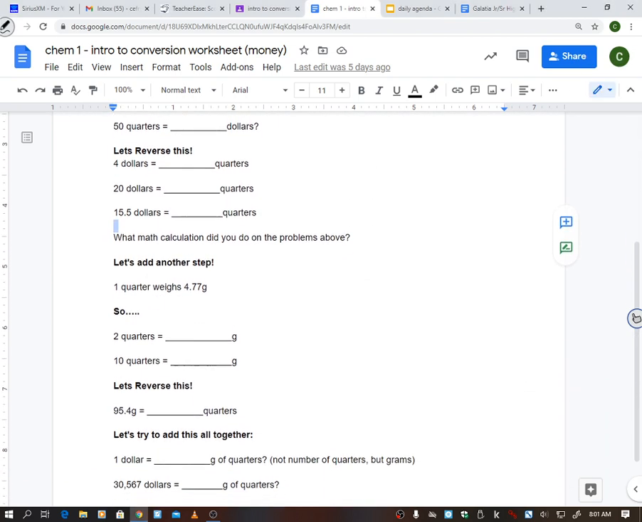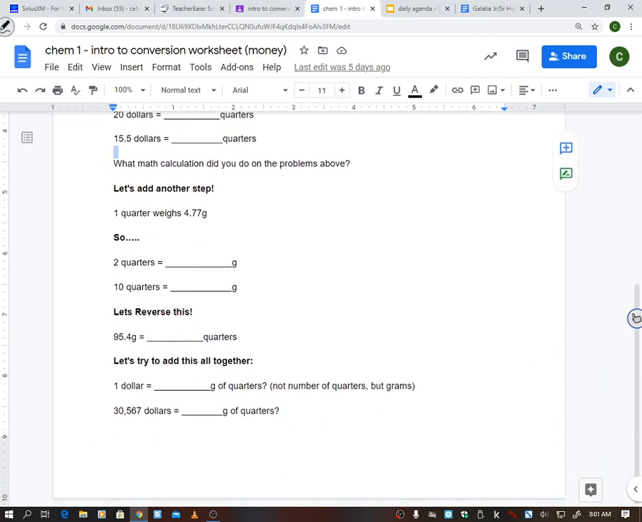All right. So then let's add another step. Let's add weight into that because that's what we're going to be doing in chemistry. In chemistry, we'll be counting like we have been. Then we'll throw a weight in and want to know, okay, well, how much do I have to weigh out to get this? So 1 quarter weighs 4.77 grams. So 2 quarters, a lot of people can do that in their head. They know they're just going to take 4.77 times 2, and you get 9.54.